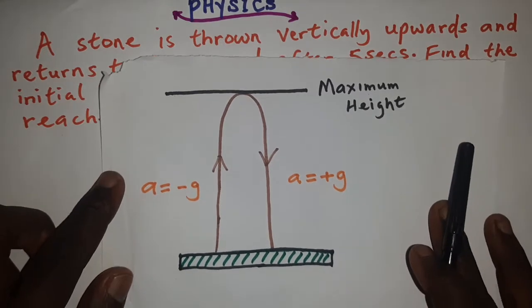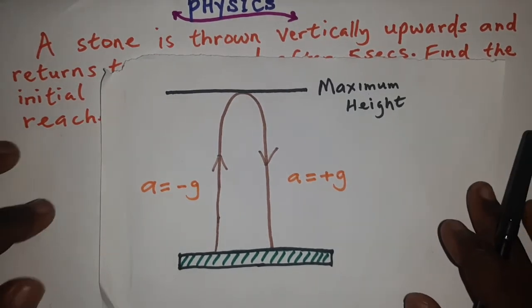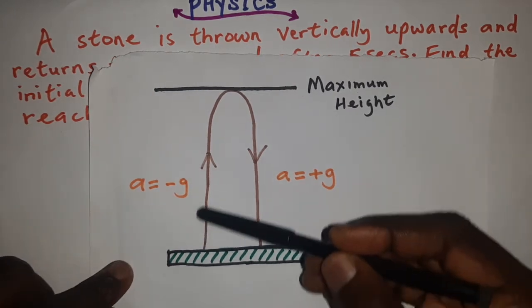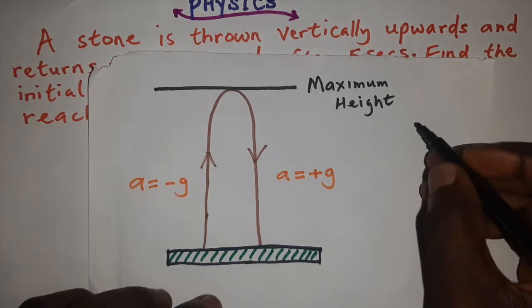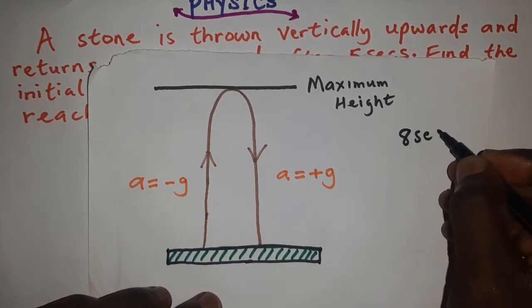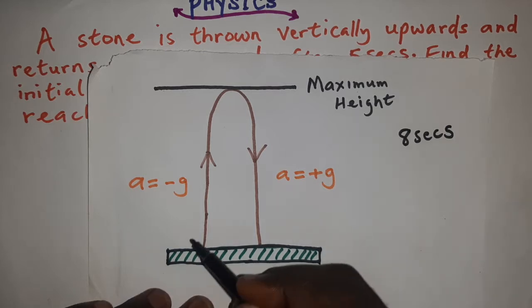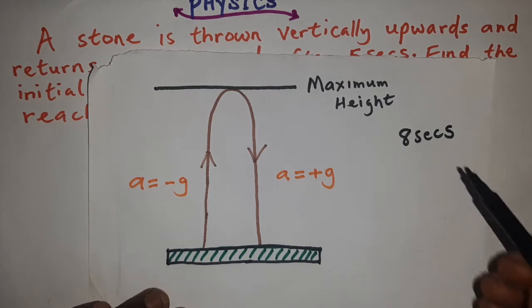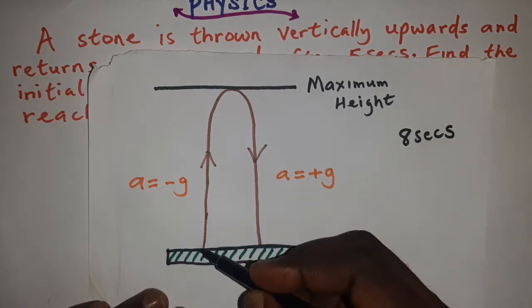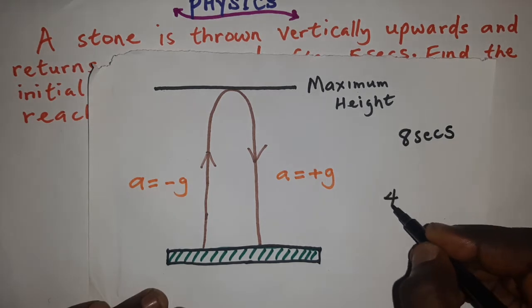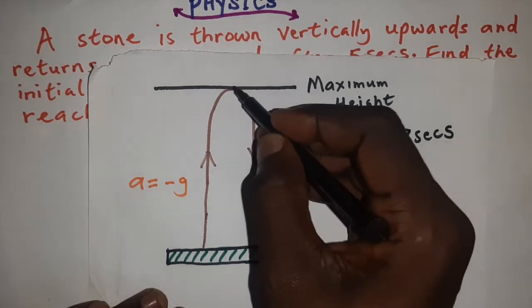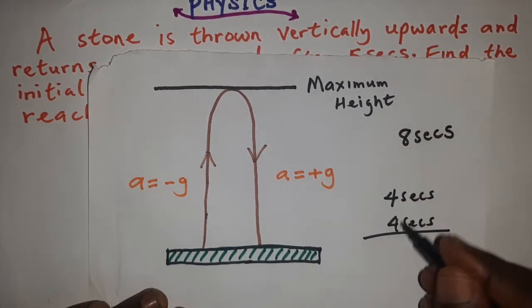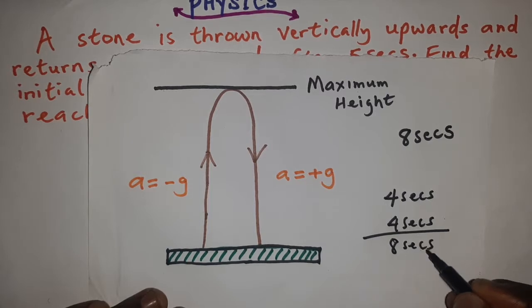But imagine if you have another scenario here. Imagine if you have another object entirely now, and the object goes up and comes down in 8 seconds. So the object goes vertically upwards and returns to the ground in 8 seconds. What does it mean? It actually means that the object gets to the maximum height in 4 seconds and then comes down in another 4 seconds, giving you the total of the exact 8 seconds it spent in the air.